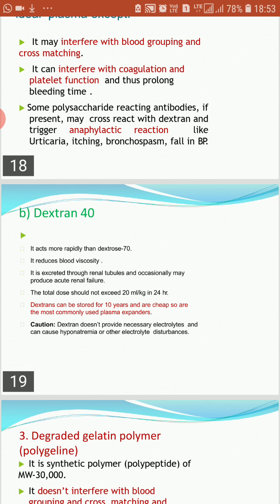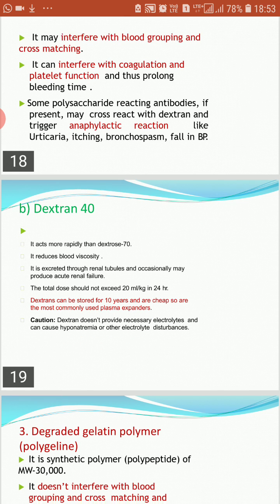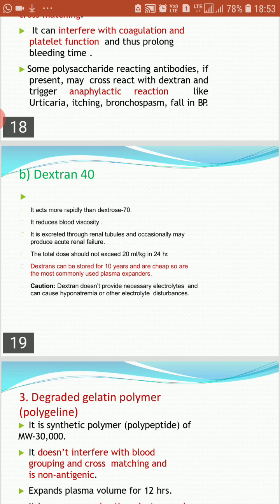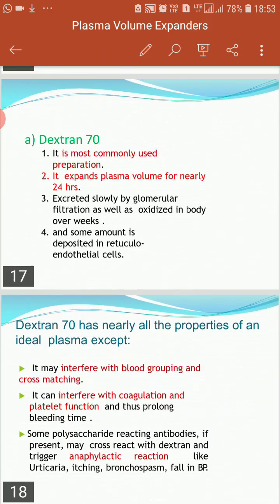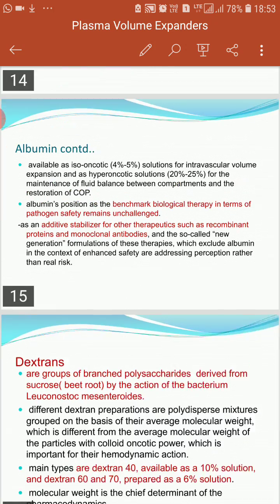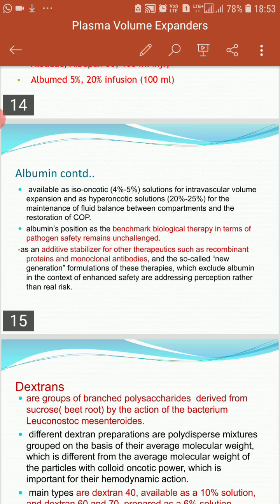And the caution is, dextran does not provide necessary electrolytes and can cause hyponatremia or other electrolyte disturbances, because we know it is a polysaccharide, so like sugar, its action will be like dextrose, which does not provide any crystalloid. So we have discussed the two, albumin and dextrans.